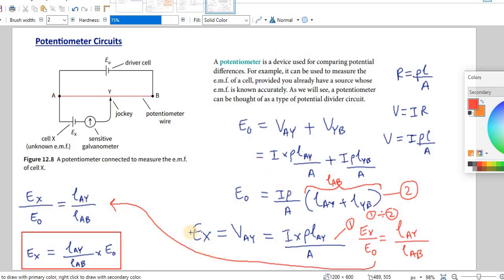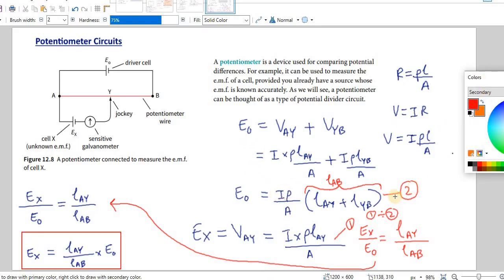So we will see that. See here I wrote the potential difference across AY is equal to the EMF of the unknown cell EX. X letter normally we use for something unknown. Alright, now this is very clear, I guess, from here. I times rho. Now L is the length AY, that's why I write AY here, divided by, similarly for this length YB. Now I, rho, A, they are the same for this term and this term, so I factor it out. See, I factor it out.